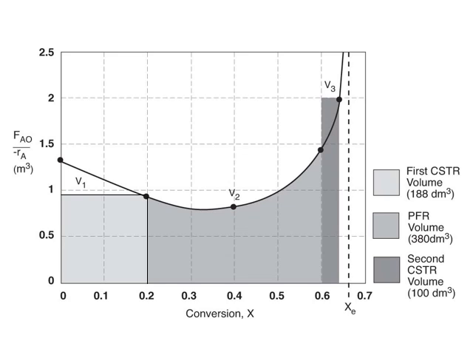Right, these are the areas which represent the volume of each reactor. The first one is CSTR, right? The second one is plug flow reactor. So the first one is the area of a rectangle. The second one is the area under the curve, plug flow reactor, and the last one is the area of a rectangle, because again it's CSTR.